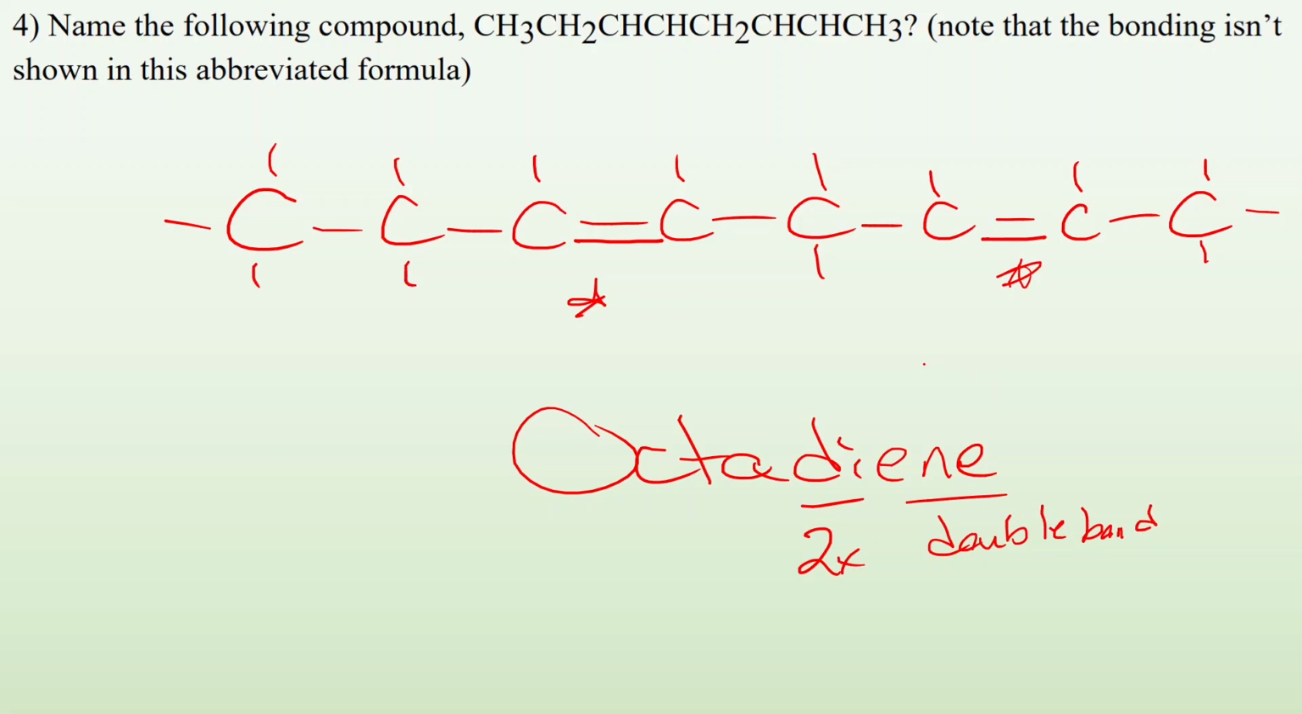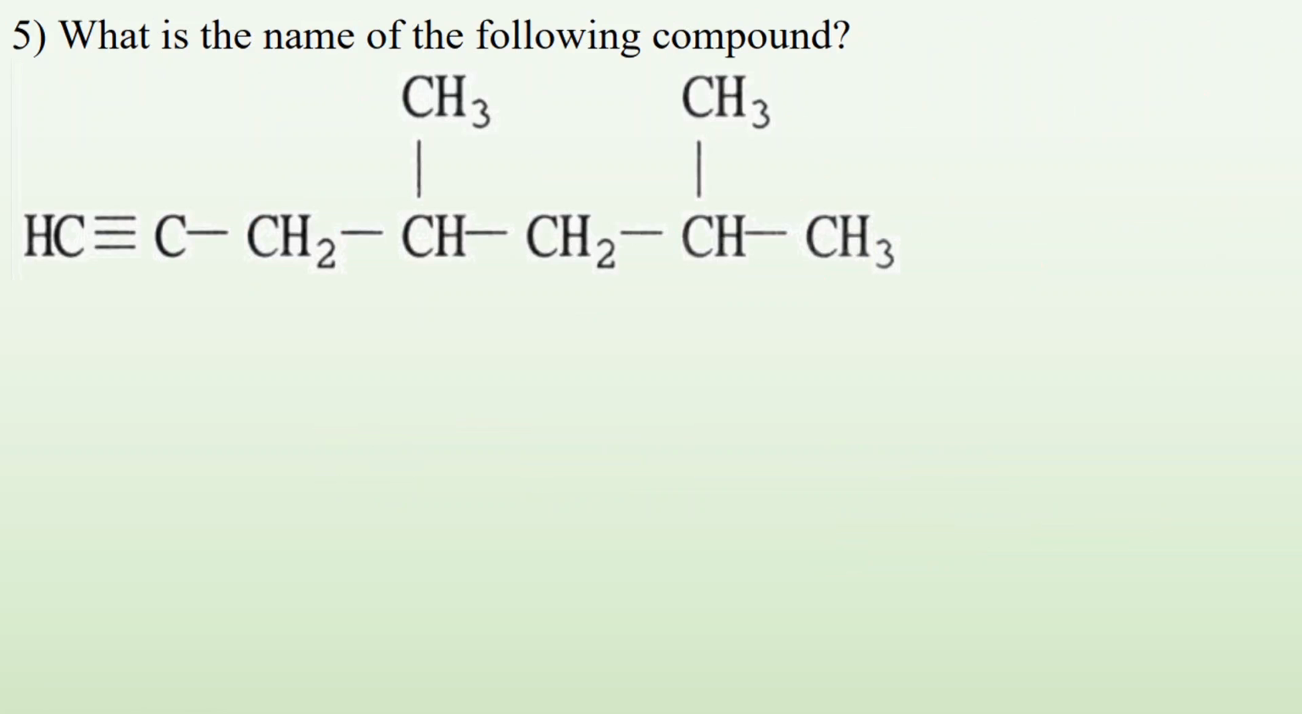And then we've got to number them. So let's see, if I go 1, 2, 3, counting that way, or 1, 2. All right, so I'm going to want to count right to left. So I have 2, well, let's keep going, 3, 4, 5. The double bond is after the 2nd carbon and after the 5th carbon. So it's 2,5-octadiene. Cool. All right, number 5.